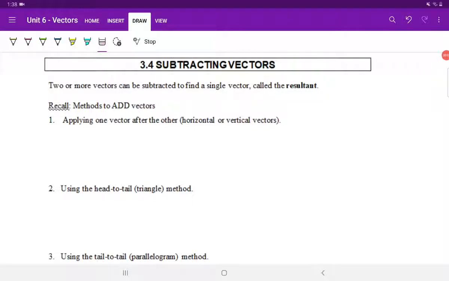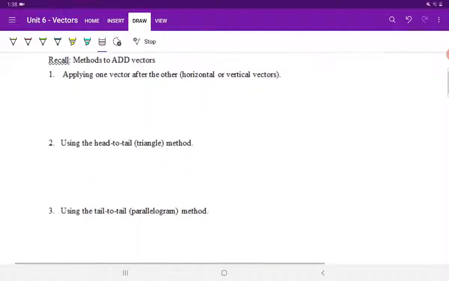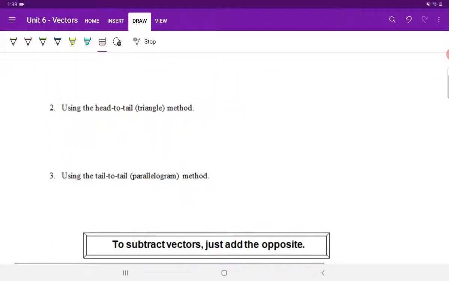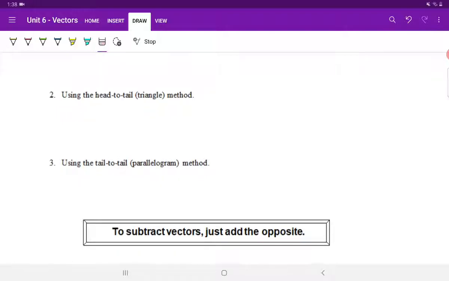Okay, let's begin our next lesson on subtracting vectors. Recall that there are two methods that we went over on how to add vectors. One of them, if I have two vectors, one that goes up like this, let's call that U, and another that goes like this, let's call that V.